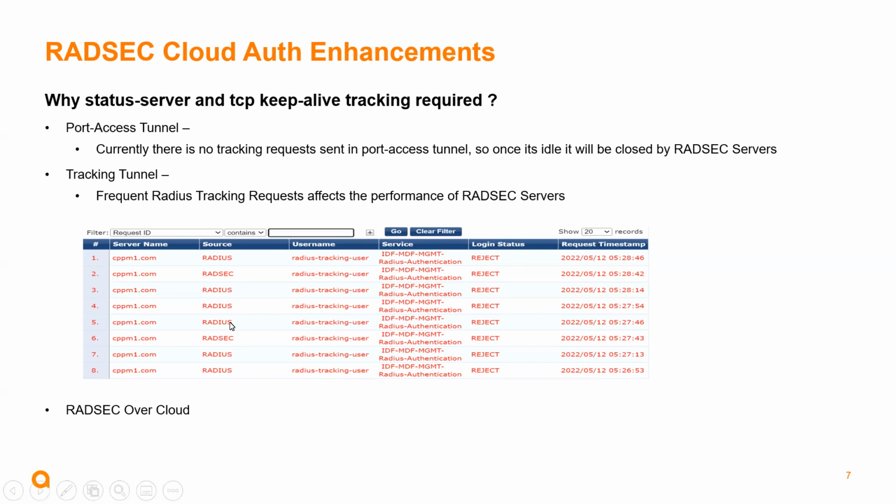To overcome this issue, we can use other tracking methods like status server and TCP keepalive. Status server messages will be internally processed by ClearPass, so they will not be displayed in the ClearPass web UI. And then the TCP keepalive messages work at the TCP layer and will be internally processed by ClearPass, so they will not choke the performance of the ClearPass servers. And the main reason is RADSEC over the cloud. We will have support for cloud authentication in our Central releases in future. To support that, we can use TCP keepalive as one of the tracking methods to identify whether the RADSEC server connected over the WAN is reachable or not.